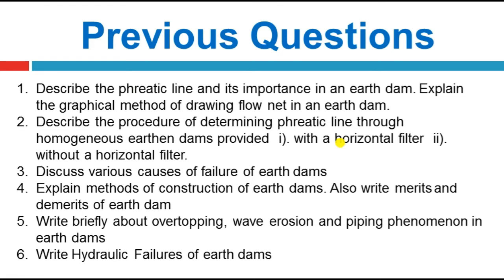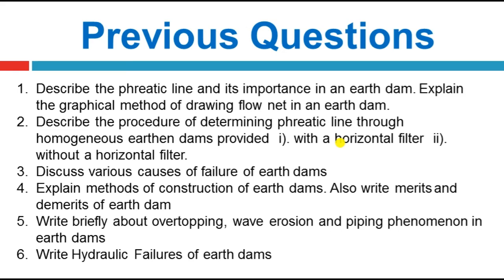These are our different questions, like: describe the phreatic line and its importance in an earthen dam; explain a graphical method of drawing a flow net in an earthen dam; describe the procedure of determining the phreatic line through a homogeneous earthen dam provided with a horizontal filter or without a horizontal filter. Discuss various causes of failure of earthen dam. We have to explain the method of construction of an earthen dam, and write the merits and demerits.